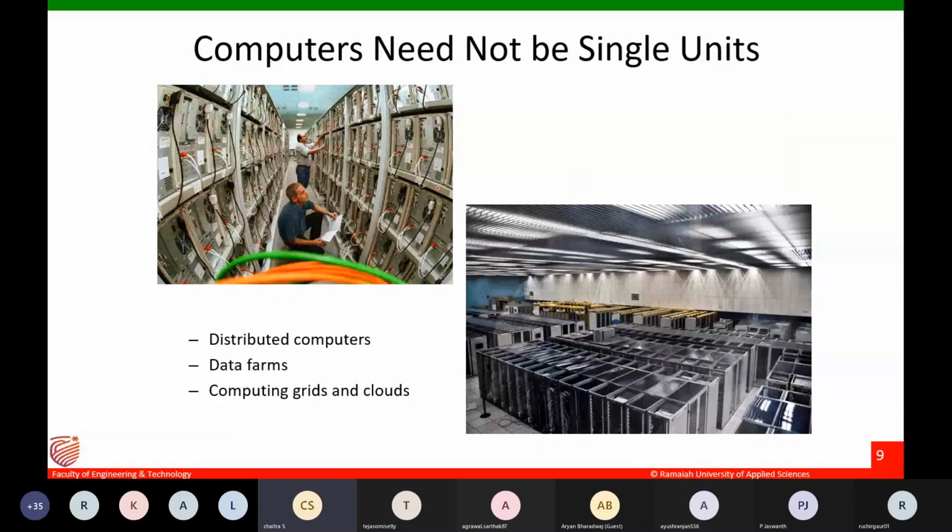Again, we have a huge set of servers, routers, switches, etc. We will call them distributed computing, data farms, or grids and clouds. All these terms, do not worry. At the end of the semester, you will learn what distributed computing, grid computing, and cloud computing mean. Even these multiple units can act as a computer, is what we are trying to project in this slide. Computers need not be single units, they can be multiple units also.